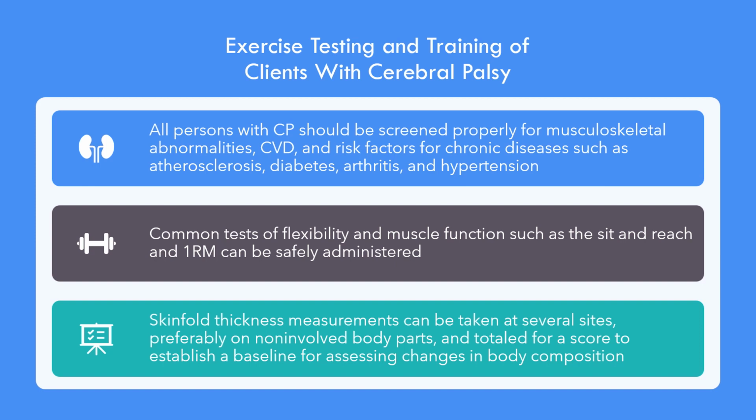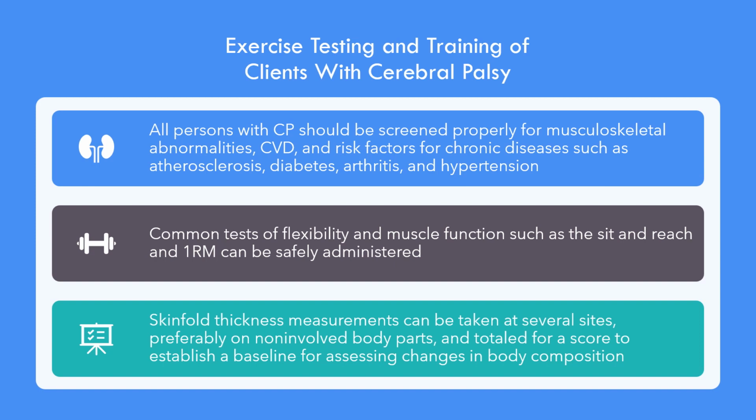Work with the individual and their healthcare team to establish realistic and meaningful goals for the exercise program. These goals may include improving strength, flexibility, cardiovascular fitness, mobility, balance, or specific functional tasks. Modify exercises and equipment as needed to accommodate the individual's abilities and limitations. This may include using assistive devices, adjusting exercise intensity or duration, and providing adequate rest periods.